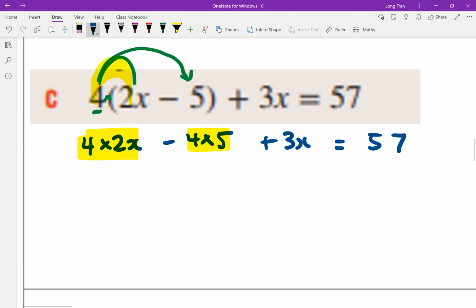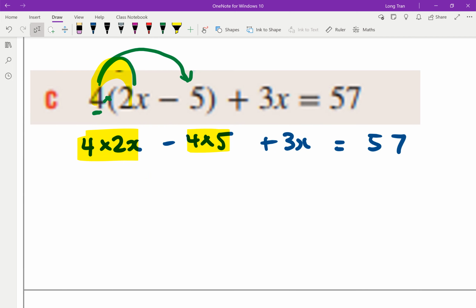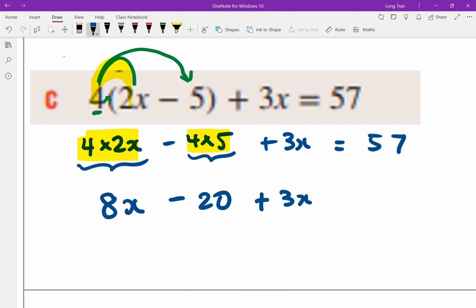So let's expand the brackets. We've got 4 groups of 2x. What is 4 groups of 2x equivalent to? 8x. Very good. So we can simplify this to 8x. 4 times the 2 is 8. 8 times the x is just 8x. What about 4 groups of 5? What's 4 groups of 5? 20. Very good, Rihanna. So minus 20 plus the 3x is equal to 57.